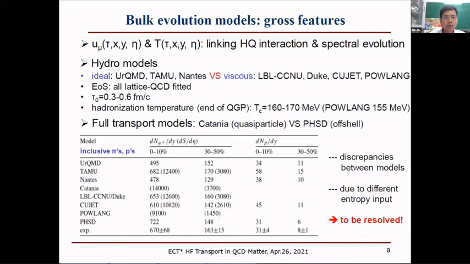Okay, then the bulk evolution models. The distribution and evolution of the flow velocities, and also the temperatures from the bulk evolution model, namely from hydro, provide a link between the heavy quark hadronization and their spectral evolution. So different hydro models were used between different models. In UrQMD, ideal hydro was used, and in some other models, viscous hydro was used. But in all these bulk evolution models, the lattice equation of state was used for the quark-gluon plasma phase. And then the initialization time of the hydro would be ranging from 0.3 to 0.6 fm/c. This may be a small uncertainty, finally.